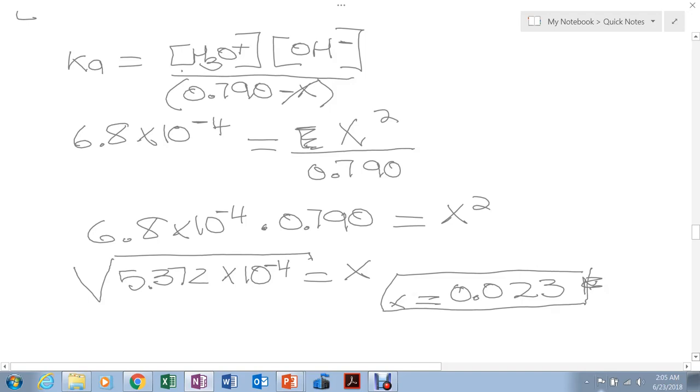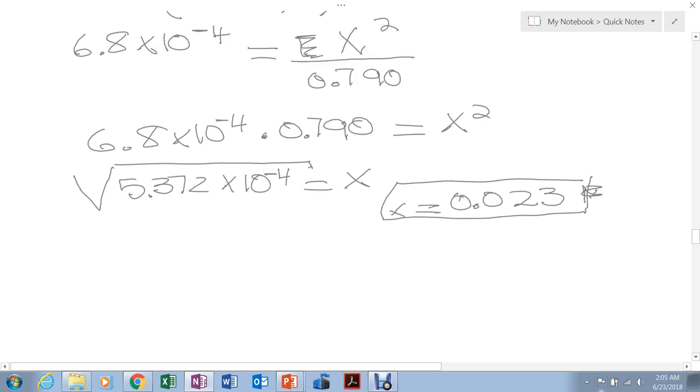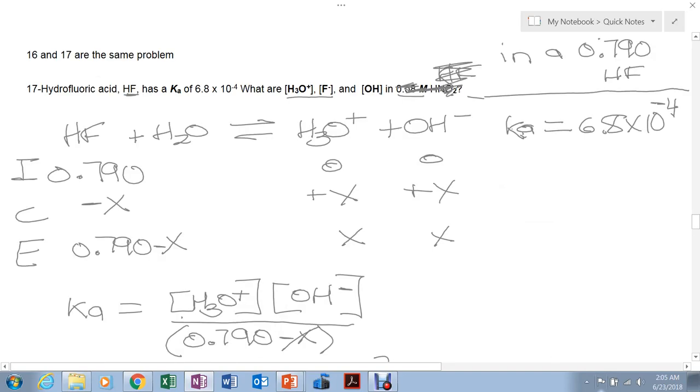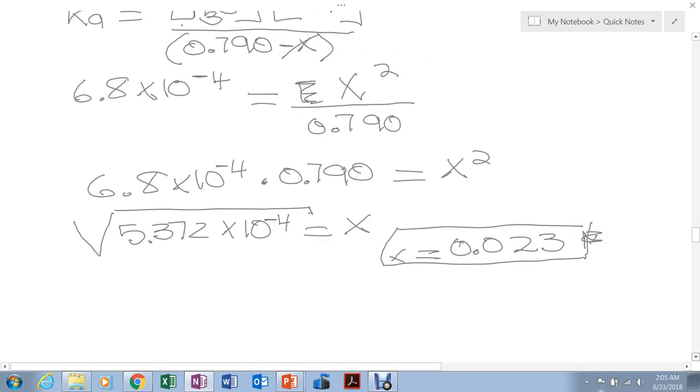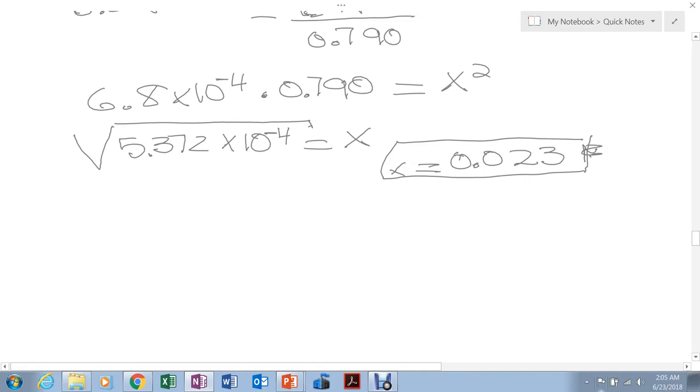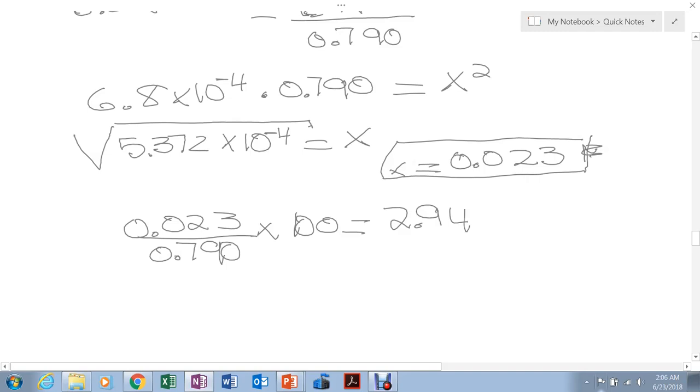Let's check if it's less than 5%. You take your x and divide it by 0.790. I'm going to check if this assumption was correct. So x, 0.023, divided by 0.790, times 100, and this gave me 2.94%, which is less than 5%. So my assumption was correct. I can drop the x.